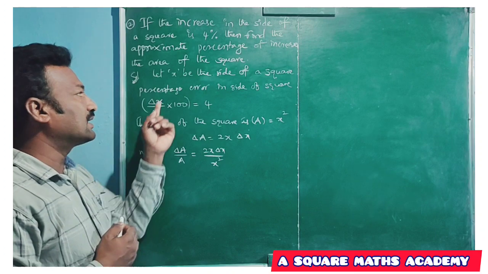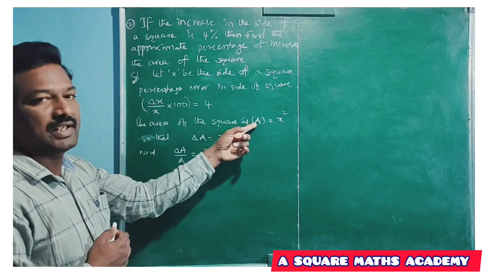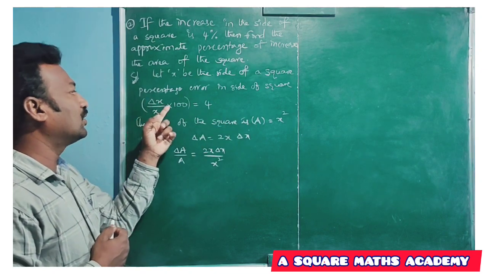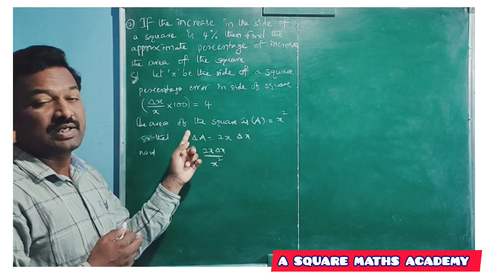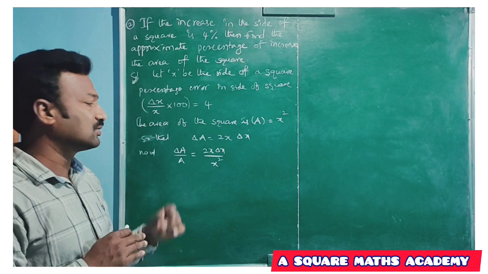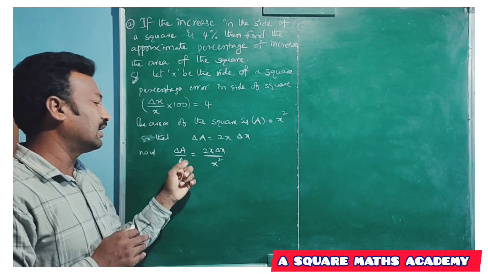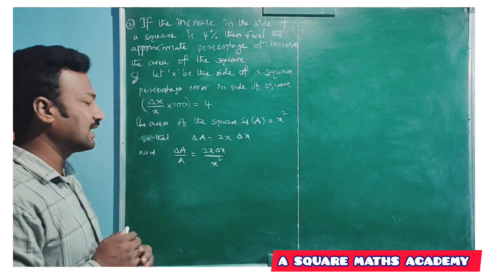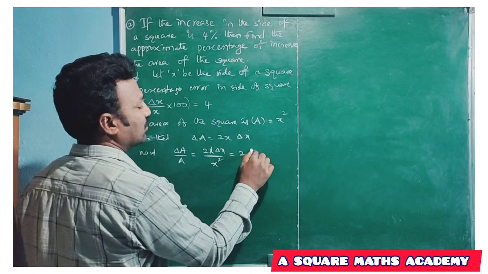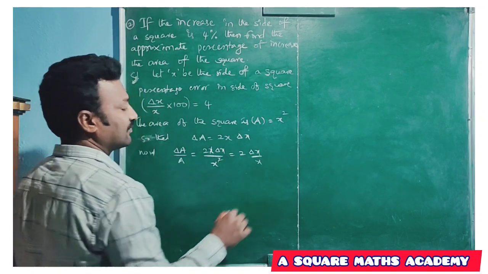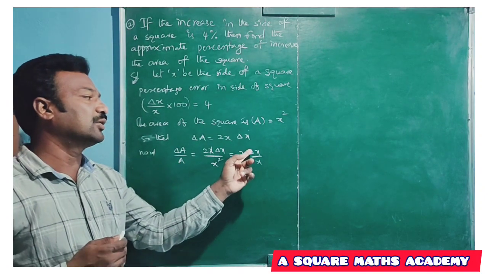So we find the percentage error in area. That is nothing but area divided by A. So delta A by A into 100 we find out here. So delta A we got here and A we know that. So delta A by A equals 2x delta x by x square we get. Okay, so now one x cancels, so 2 into delta x by x we get here. So delta A by A equals 2 into delta x by x we get here.